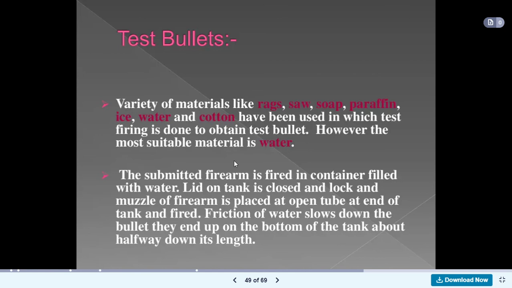For test bullets, a variety of materials like rags, soap, paraffin, ice, water, and cotton have been used. Okay? Remember that, guys. However, the most suitable material is water. The suspected firearm is fired in a container filled with water. The lid on the tank is closed and locked, and the muzzle of the firearm is placed on an open tube at the end of the tank and fired. Friction of water slows down the bullet. They end up on the bottom of the tank about halfway down its length.